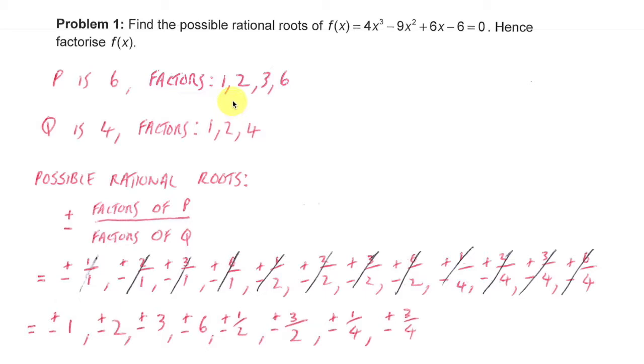I now look at the factors of p over 2. So 1 on 2, 2 on 2, 3 on 2, 6 on 2, and they're shown here. And finally, I put all the factors of p over 4. So 1 on 4, 2 on 4, 3 on 4, 6 on 4. And I've got the positive and negative versions here.